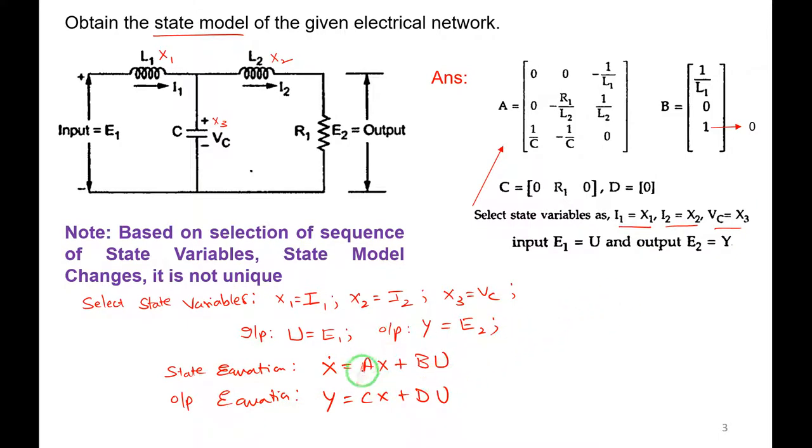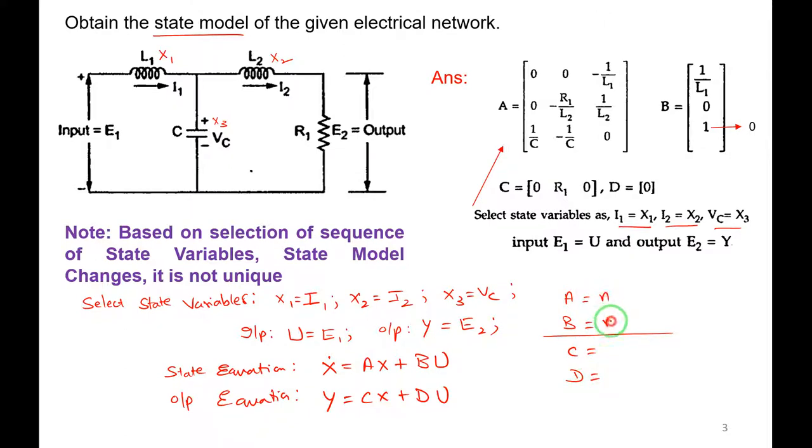Then what are the size or order of these matrices A, B, C, D? Just I'll write it here. A, B are the coefficients or matrices of the state equation. Then C, D are associated with the output equation, right? So let me write the order here.